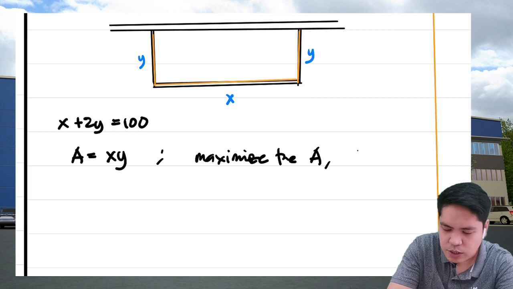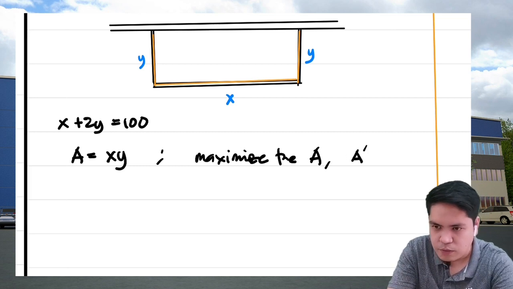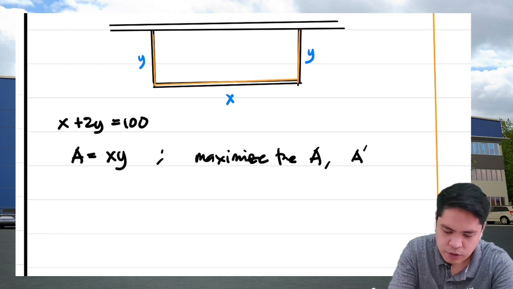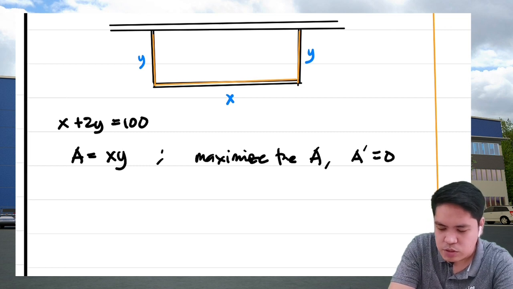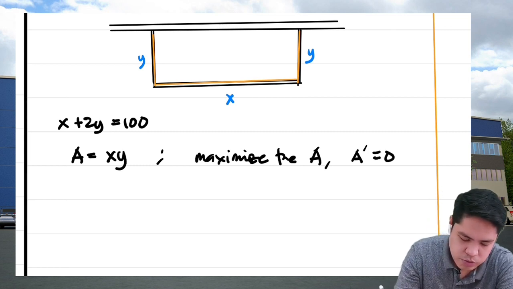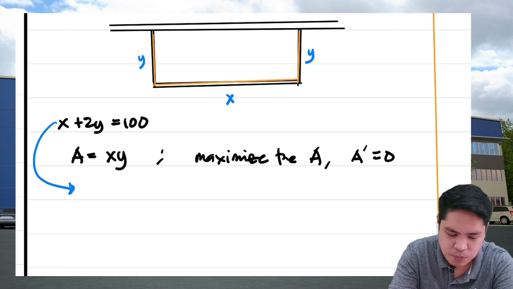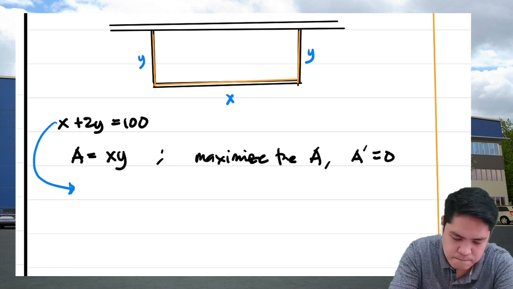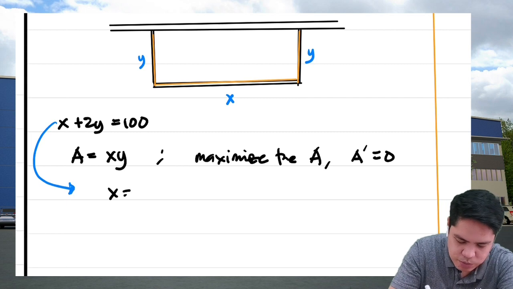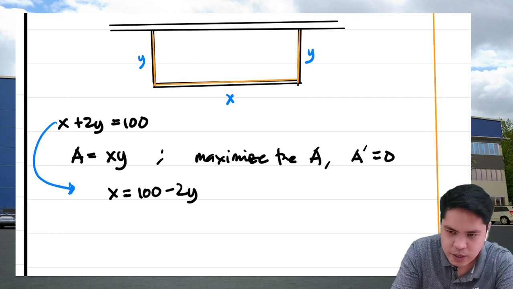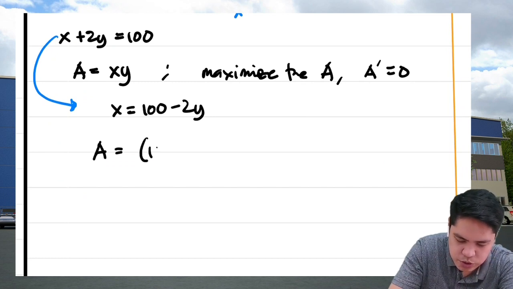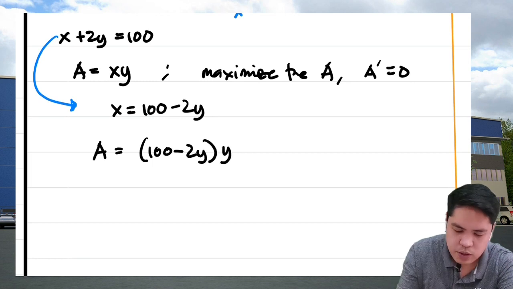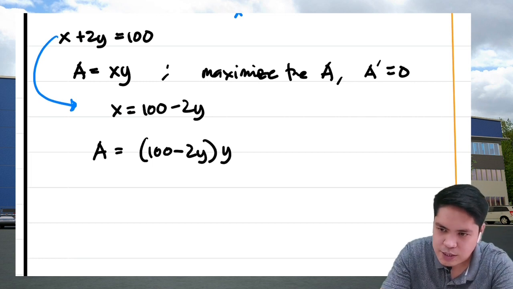So that means we need to get the derivative of this, whatever independent variable we are choosing as a variable for the area, or the single variable of the area, and we just equate that to 0. Okay, so A prime is equal to 0. So from here, we could relate, or we could express one variable in terms of the other. So para mas madali, we just express x in terms of y. So that would be 100 minus 2y. Para isa na lang yung variable natin for A. Okay? So that means area is equal to x, which is 100 minus 2y times y. Okay? So we just substituted. Now we have isa na lang na variable.